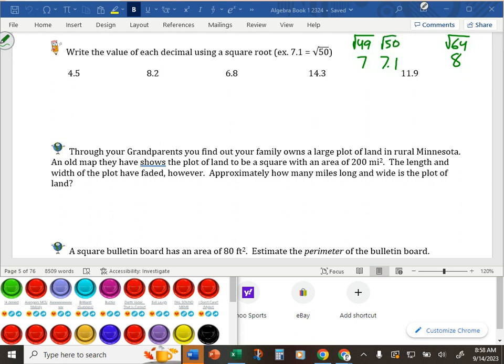Would I accept root 51? Yes. Would I accept root 52? Yes. Would I accept root 63? No, because that's like 7.9. Okay, so it's working backwards, going from the decimal to the original root.